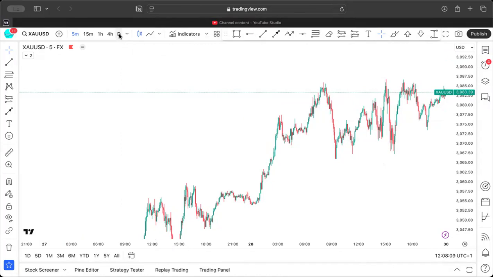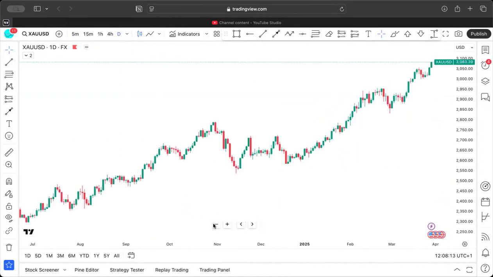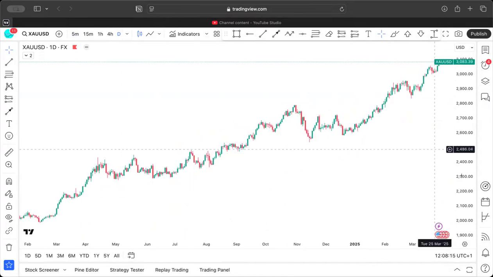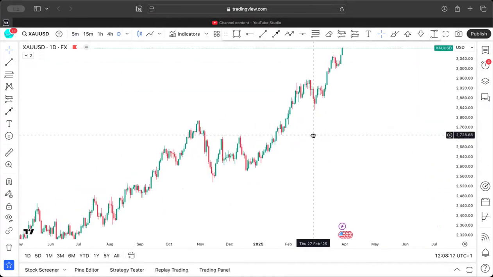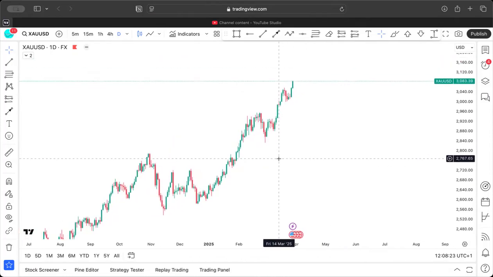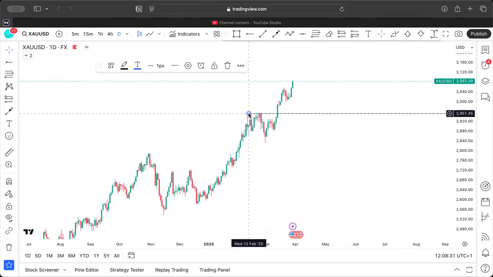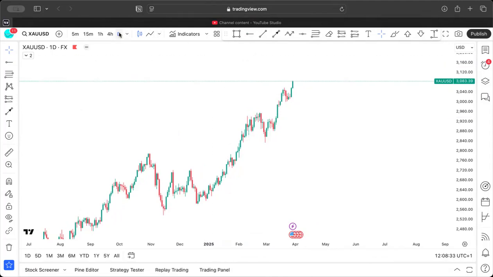So for gold, we're going to be starting our analysis from the daily time frame to have an idea of what the daily is doing. As you can see, the daily has been bullish for a very long time. So in order to partake in this market, we are going to scale down to the 4 hour time frame.